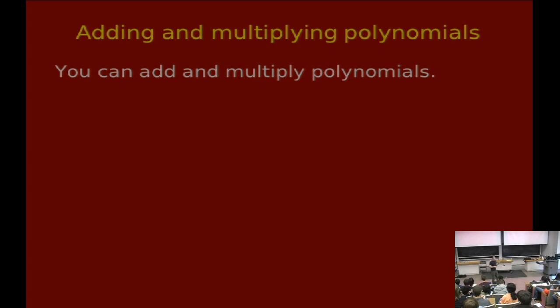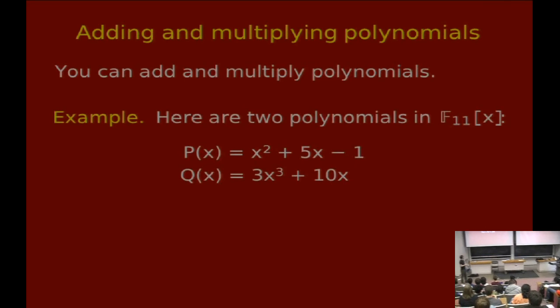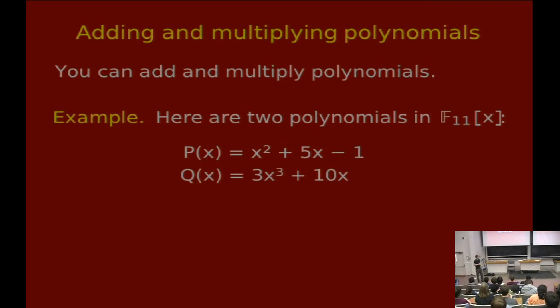Okay. Adding and multiplying polynomials. This slide is simple. You can add and multiply polynomials, and it works just as though you might imagine and have already seen before. So here are two polynomials, just to get used to the notation. They're living in F11[x], which means you think of their coefficients as the integers mod 11. That's p of x, that's q of x. So p of x plus q of x, you just add them.